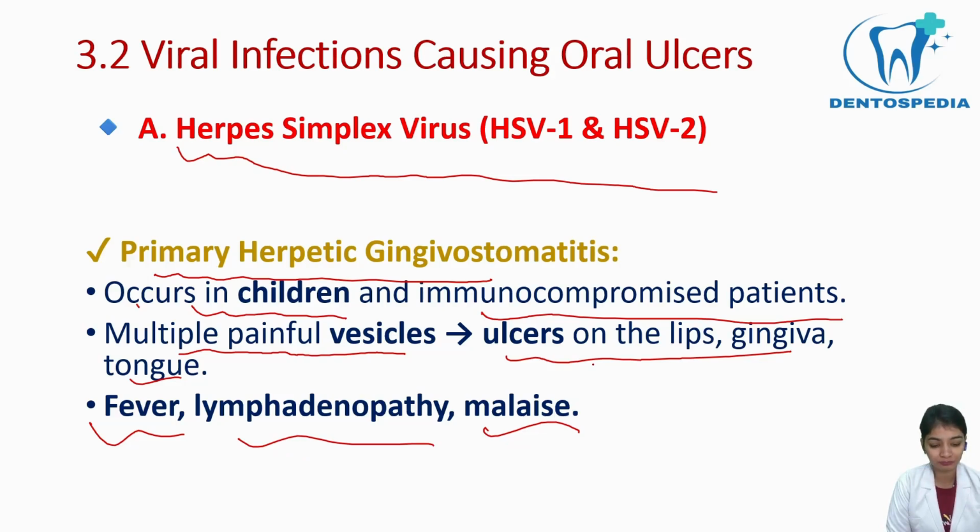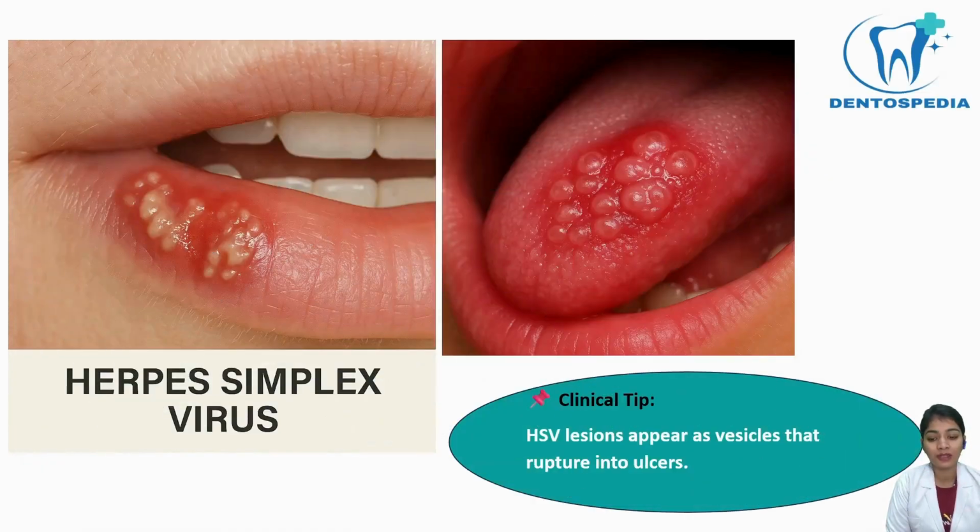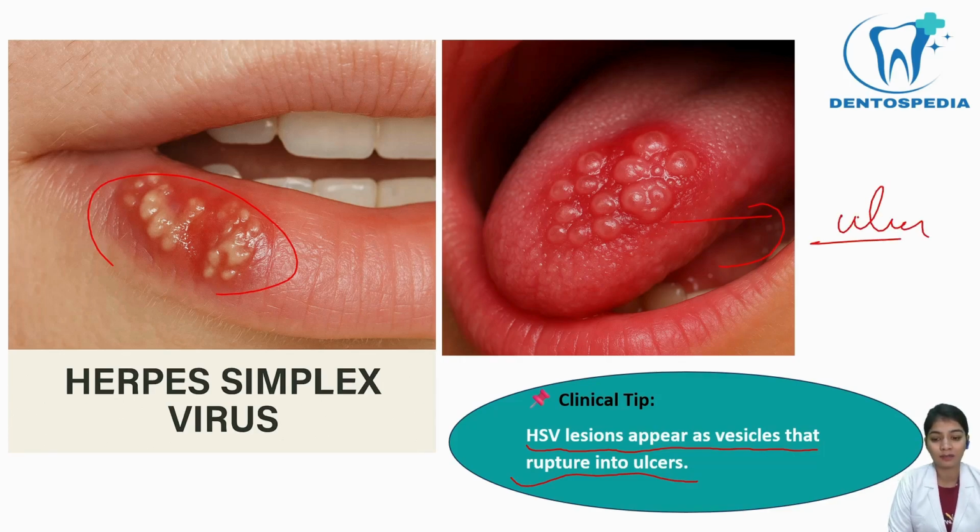Now you can see herpes simplex virus over here. You can see there are multiple vesicles. HSV lesions appear as vesicles that rupture, and it will rupture and form ulcers.